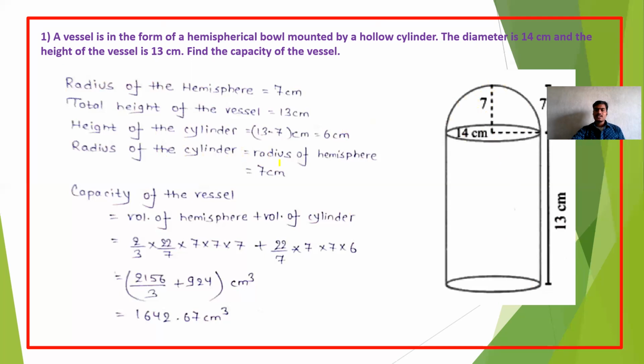The radius of the cylinder is simply the radius of the hemisphere, which is equal to 7 centimeter. Now, in the given question, we have to calculate the capacity of the vessel. What do you understand by the capacity of the vessel? Capacity of the vessel is nothing but the volume of the vessel. In the vessel, what are the solids given? First of all, it is a hemisphere and then a cylinder. So, volume of hemisphere plus volume of cylinder.